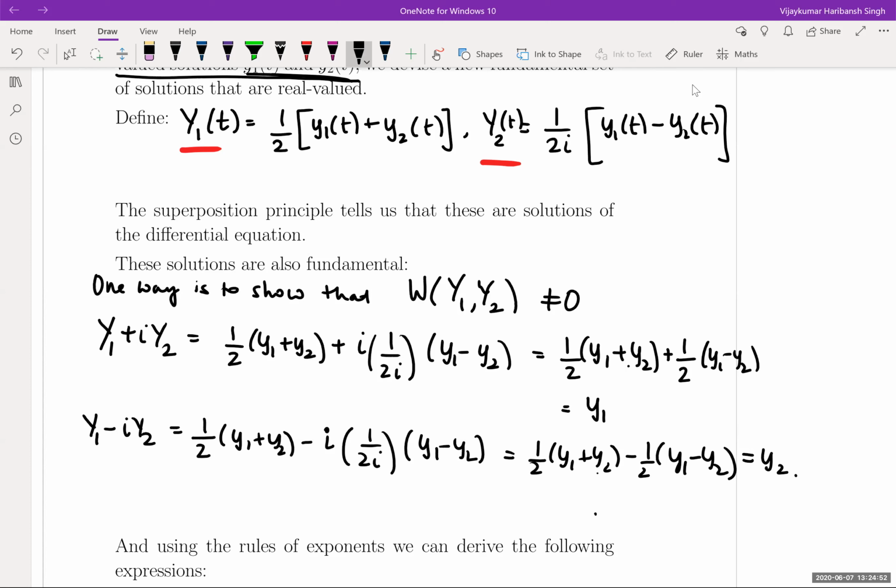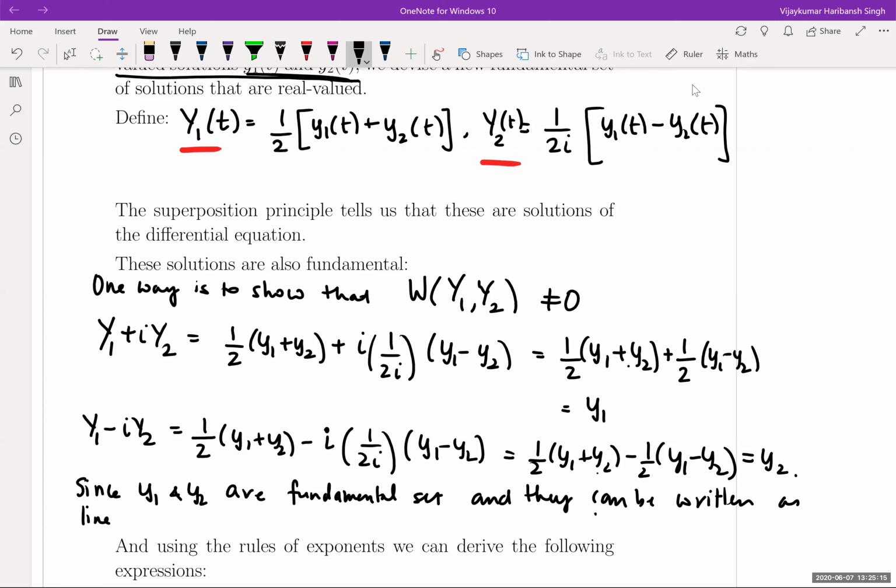So you have shown, since y1 and y2 are a fundamental set, and they can be written as a linear combination of these capital Y1, capital Y2, we get capital Y1, capital Y2 is also a fundamental set.